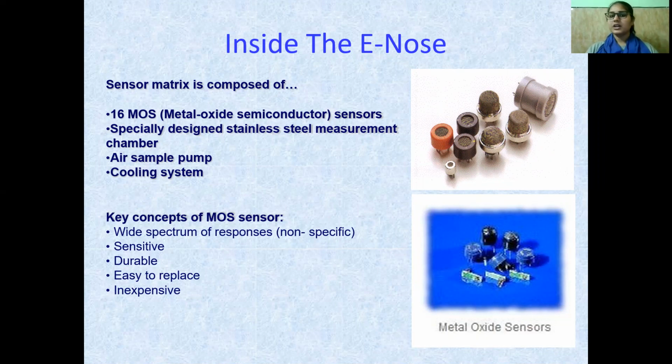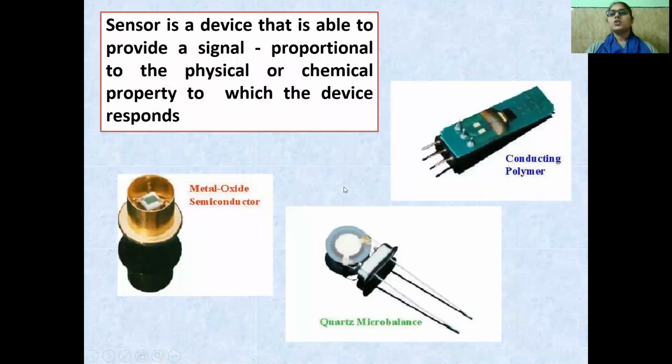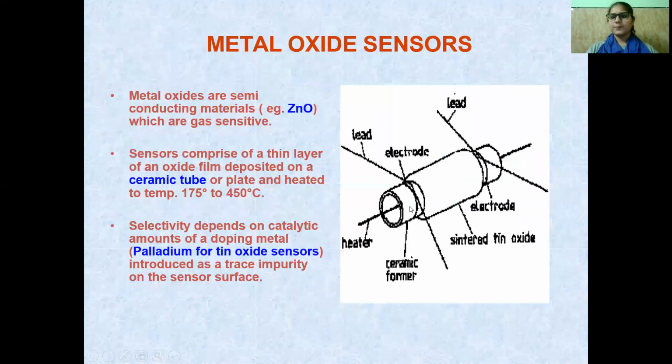And key concepts of the MOS sensors. MOS stands for metal oxide semiconductors. They have a wide spectrum of responses. Basically, they are non-specific to the odorants. They are highly sensitive, durable, easy to replace and inexpensive. So what is a sensor? A sensor is a device that is able to provide a signal proportional to the physical or chemical property to which the device responds. Metal oxide semiconductor, quartz microbalance, and conducting polymer are all types of sensors.